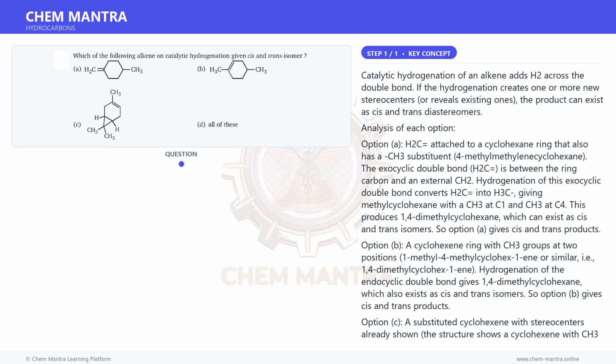This produces 1,4-dimethylcyclohexane, which can exist as cis and trans isomers. So option A gives cis and trans products.